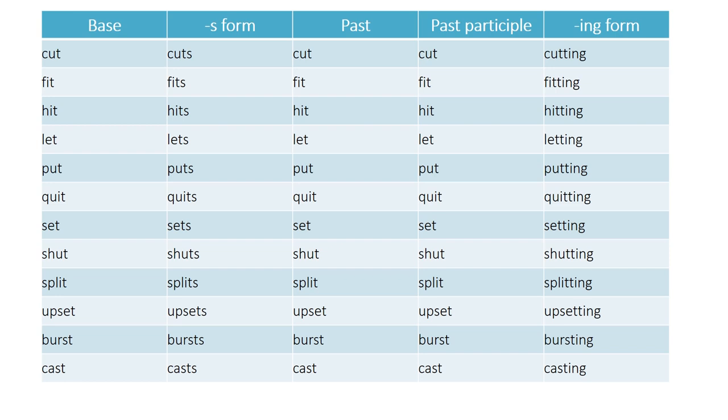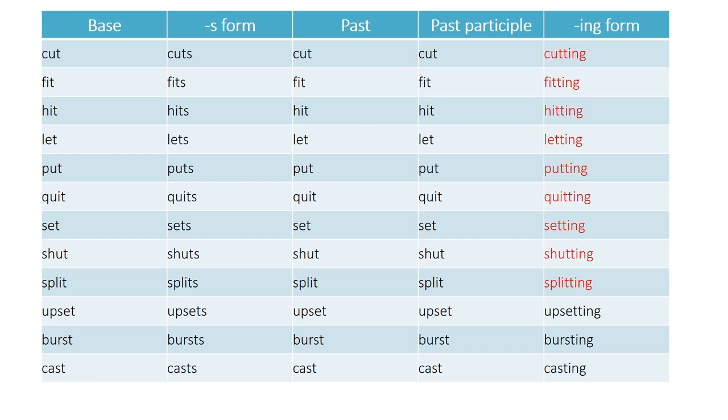The only change comes with the S form. Now, the S form of the verb is used with the third person singular subjects, such as he, she, the man, the woman, the dog, it. And that requires an S. Hits, cuts, lets, puts.